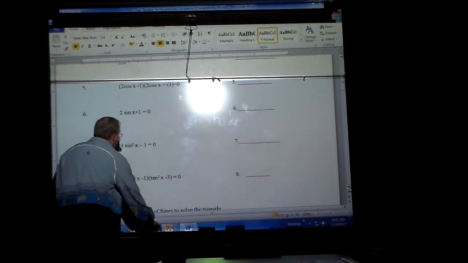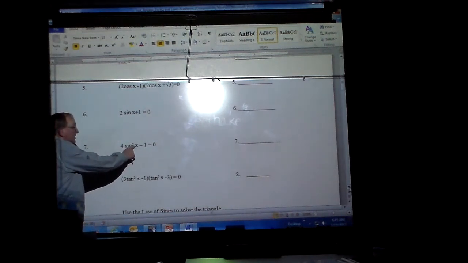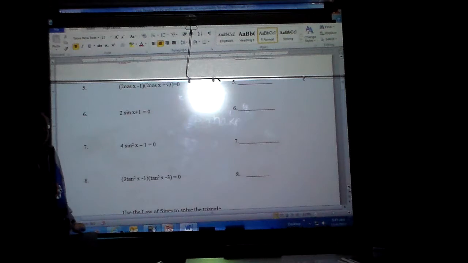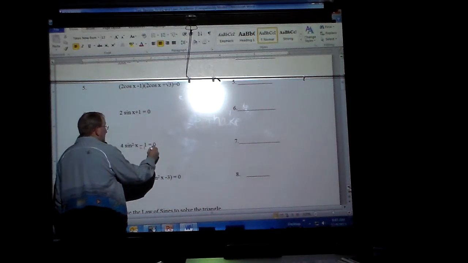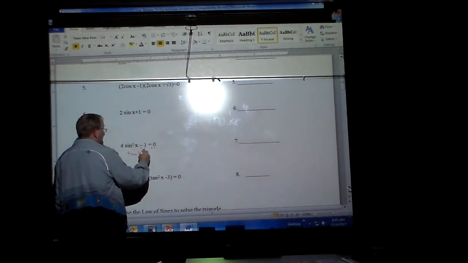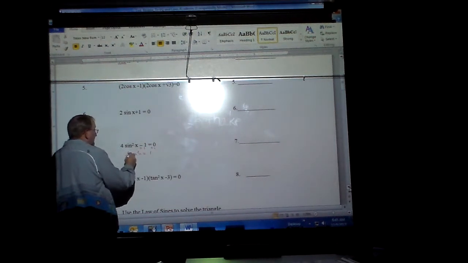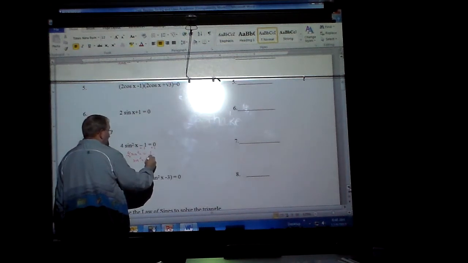Here we go. On these particular ones right here, number 4, notice I have a squared here. I'm going to solve them quite the same way to start off with. I'm going to add 1 to each side so that I have 4 sine squared x equals 1. And then I'm going to divide by 4, so I have sine squared x equals 1/4.